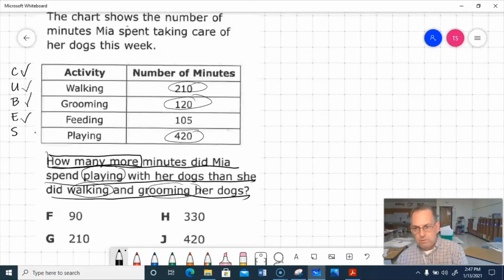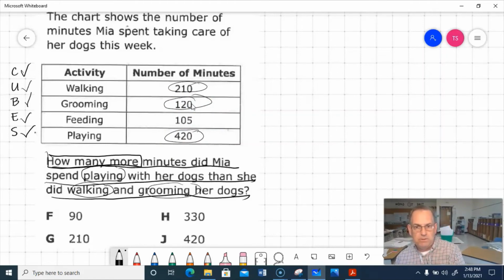And so we're going to start to solve. We're going to solve this a few different ways. First way we're going to use some mental math to solve it, because these are some nice round numbers, and they seem like they go together real well. So let's go ahead and try to do some mental math. The first thing I would do is start with playing with the dog, which was 420, and I see the grooming was 120. That seems like a pretty easy math problem. What is 420 minus 120?